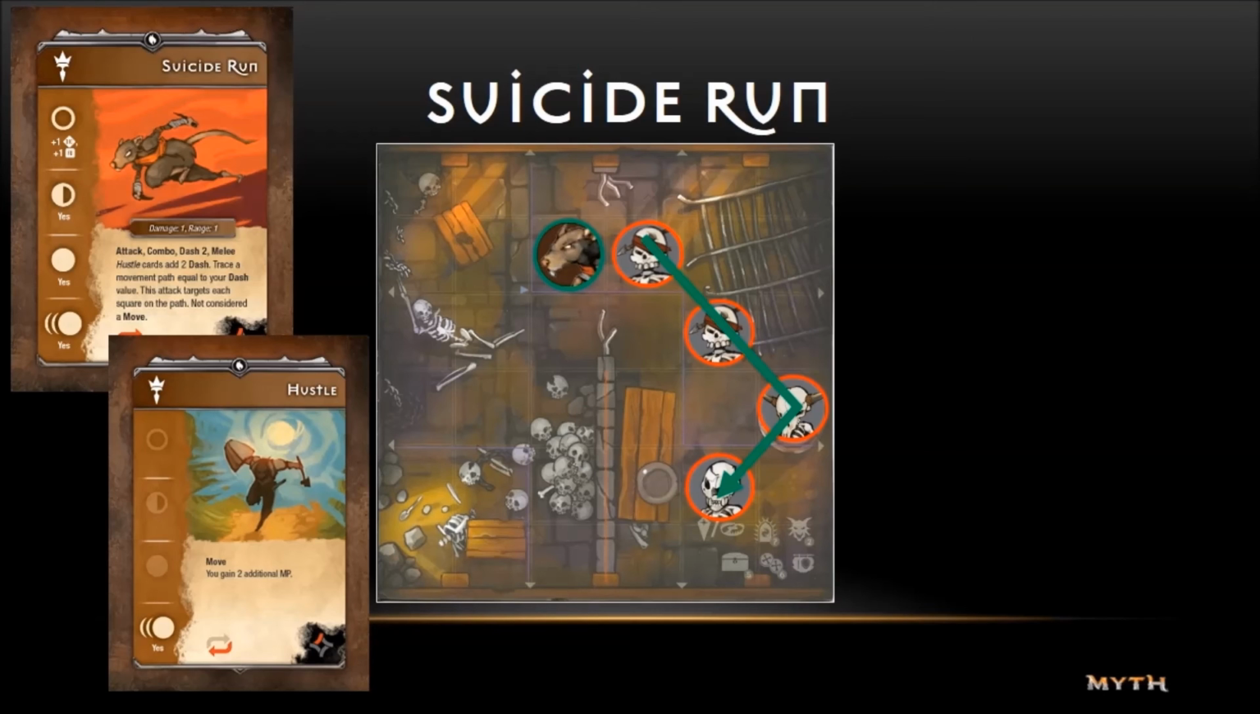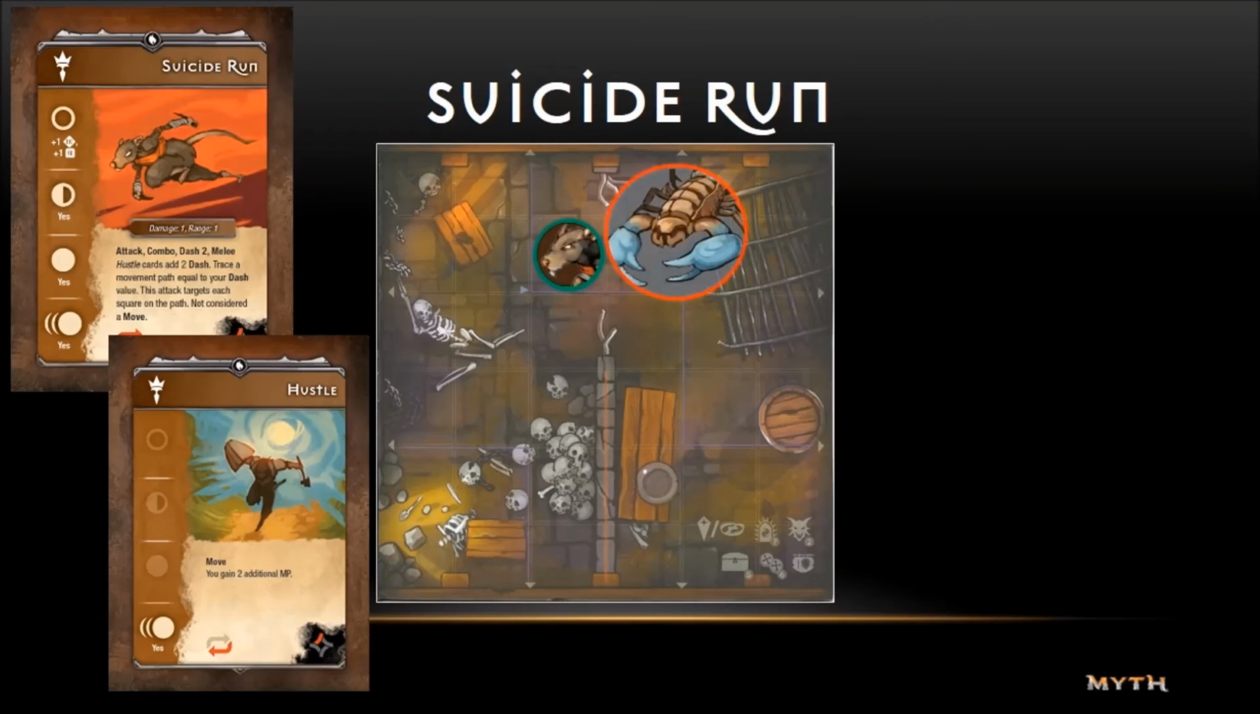Again, I think this is a fairly straightforward example that most of us know. Let's take this next example, though, where I've got a captain sitting next to the brigand, and I have a suicide card played with the hustle. It gives me 4 movement points, and it would allow me to actually, as my first movement, damage the stalker.